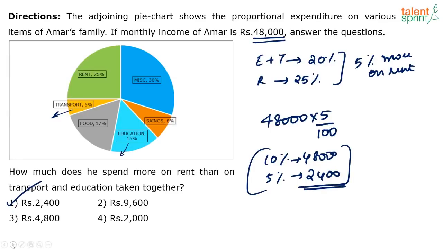Okay, I just need to find out that I have to find 5% of 48,000. So I know 10% of 48,000 is 4,800. So 5% will be half of that, that is 2,400.